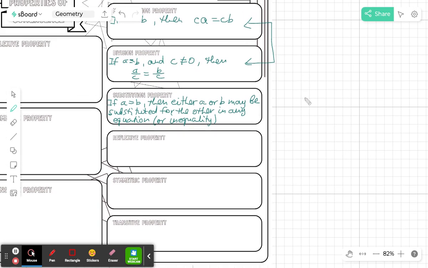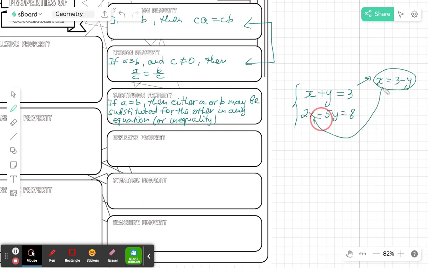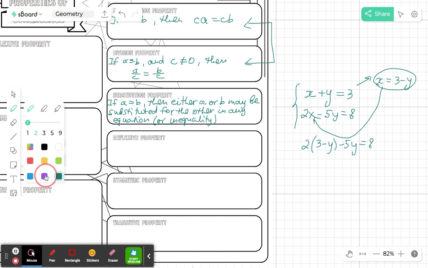A very familiar example is when you are solving a system of linear equations, not with A and B necessarily, but maybe with X and Y. So you have something like X plus Y equals 3, and then you have 2X minus 5Y equals 8. So then when you're working it out by substitution, you can say from the first equation, X equals 3 minus Y, and then you take this and you substitute instead of X. So then your second equation is going to look like 2 times (3 minus Y) minus 5Y equals 8, and then you solve for Y.